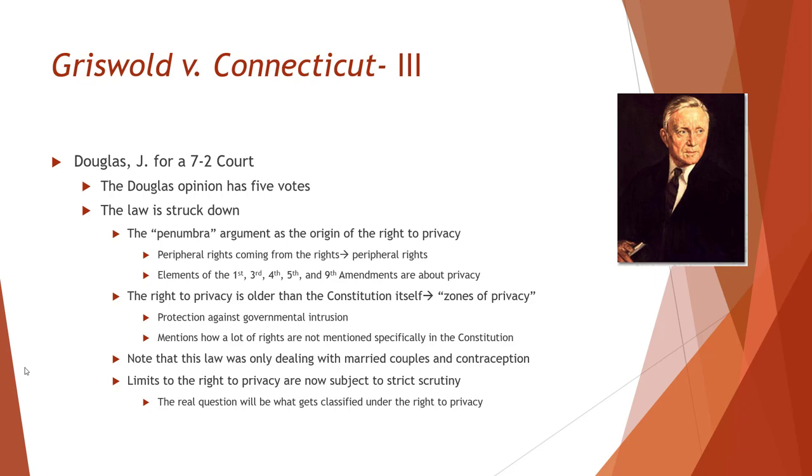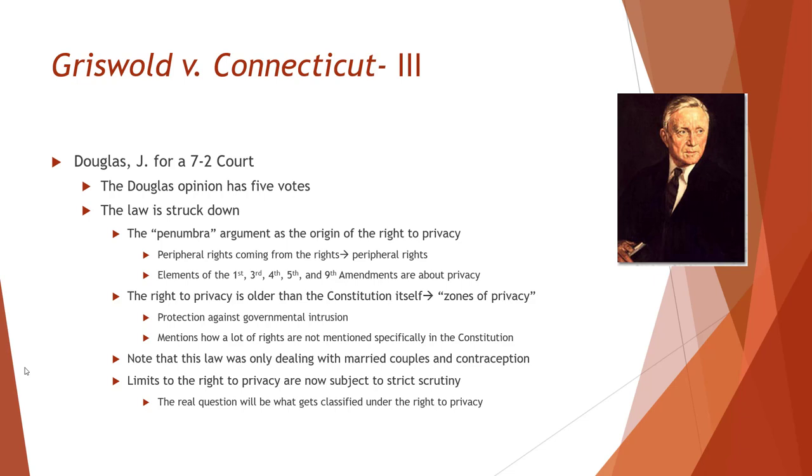You see here that there are multiple opinions. Now, the Douglas opinion formally has 5 votes. One of the things that I think makes this opinion vulnerable in the long term is that even though the Goldberg opinion is a concurring opinion, it's not concurring in judgment, it's concurring with Douglas. The Douglas opinion is joined fully by Clark, so it seems like the 7 votes kind of split 4 ways, and the 5 votes split 2 ways. The law was struck down.